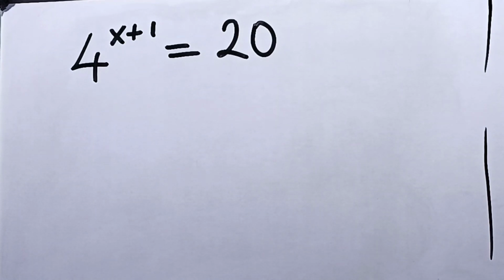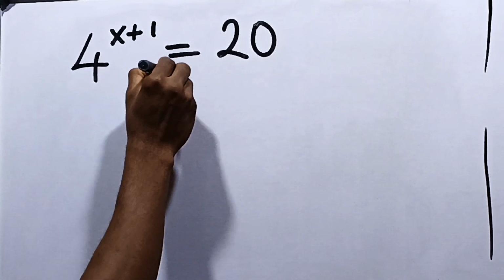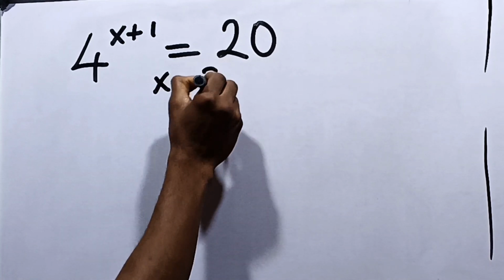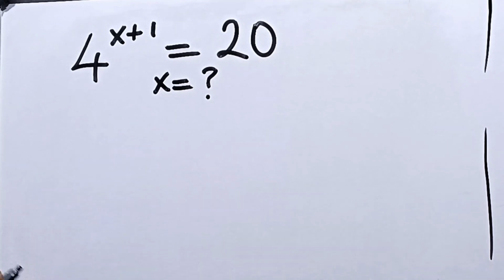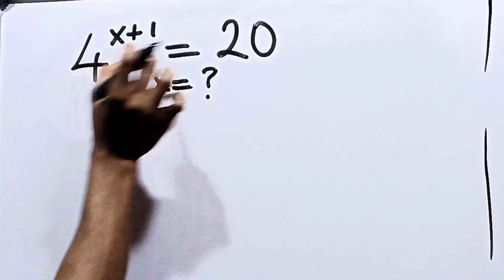Let's solve this together. It says 4 raised to power x plus 1 is equal to 20. We're required to solve for the value or values of x in this equation. Okay. Now, first things first, let's go ahead and write 4 and 20.